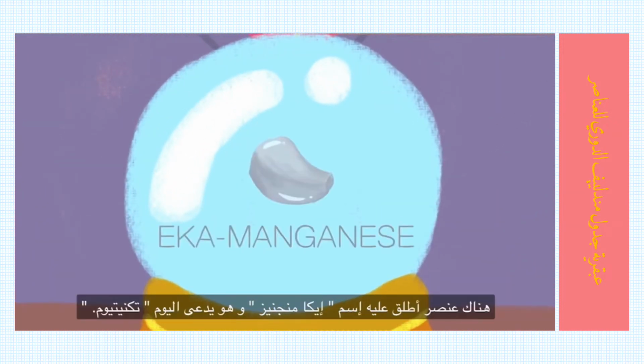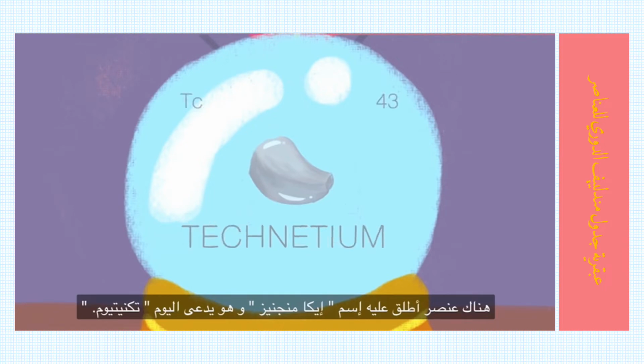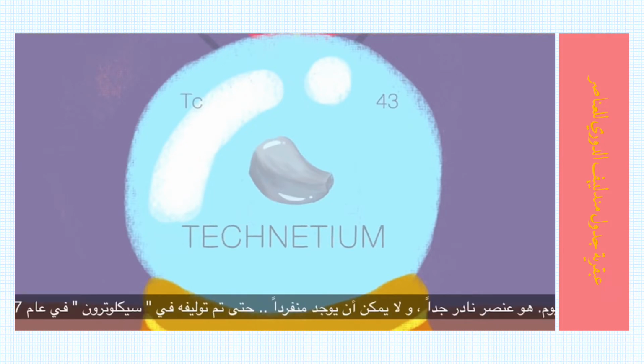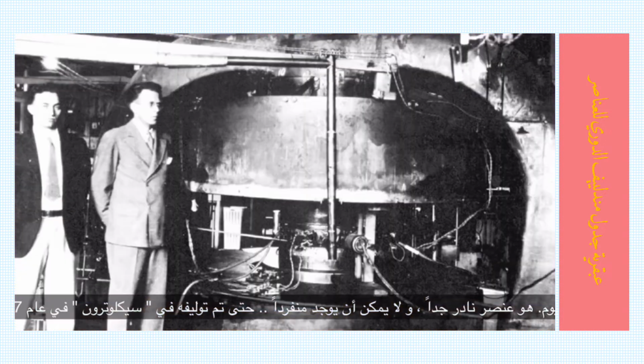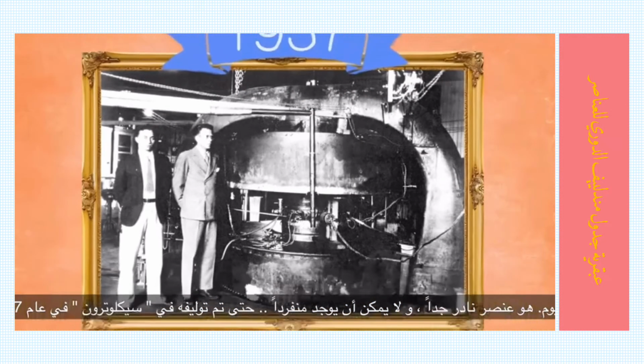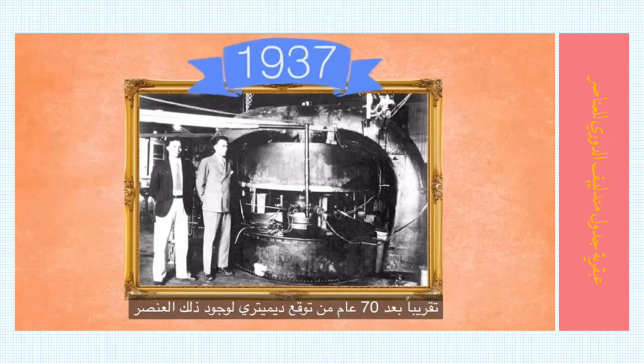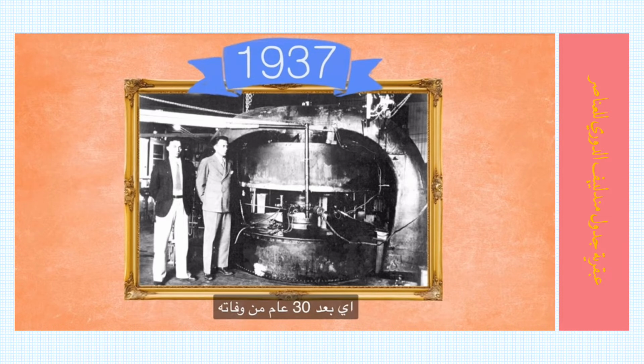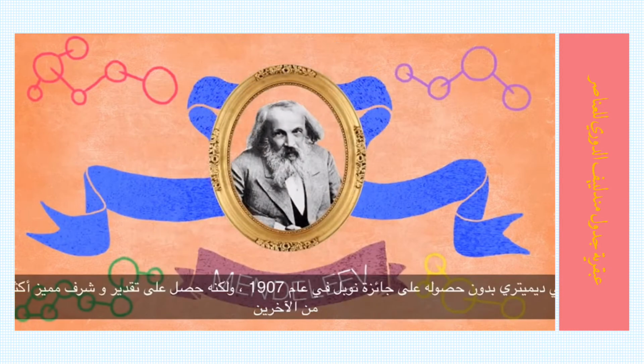The element he called Eka manganese is now called technetium. Technetium is so rare it couldn't be isolated until it was synthesized in a cyclotron in 1937, almost 70 years after Dmitri predicted its existence, 30 years after he died. Dmitri died without a Nobel Prize in 1907, but he wound up receiving a much more exclusive honor.